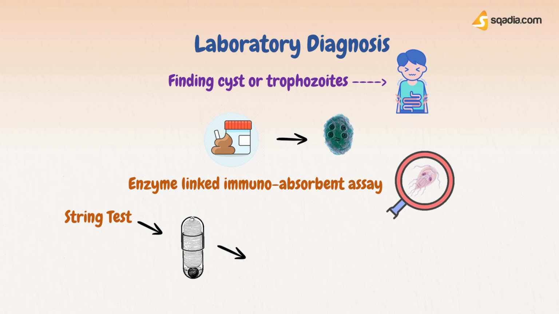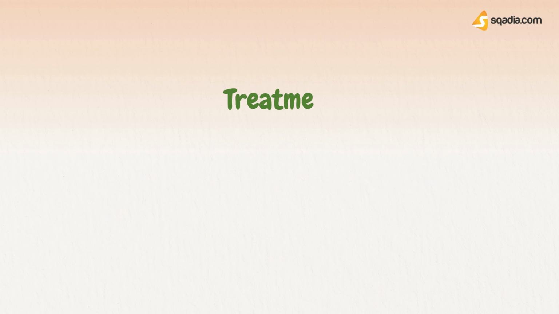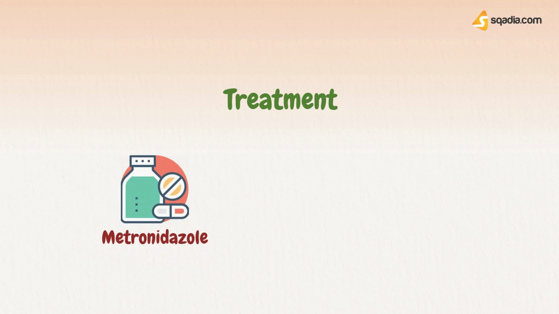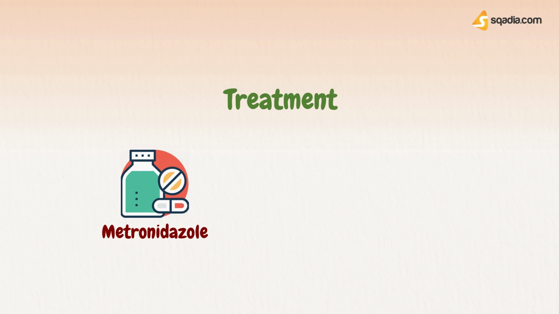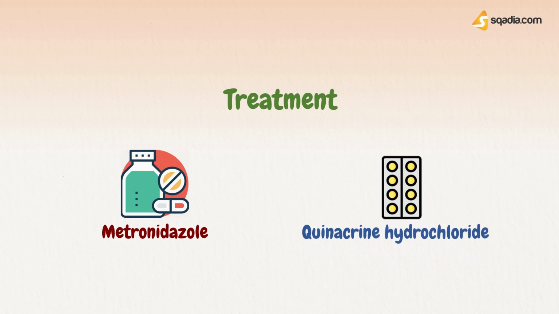Tests for antibodies in the serum are not routinely available. If those tests are negative and symptoms persist, the string test, which consists of swallowing a weighted piece of string until it reaches the duodenum, may be useful. The trophozoites adhere to the string and can be visualized after the withdrawal of the string. The treatment of choice is metronidazole, also known as Flagyl, or quinacrine hydrochloride.